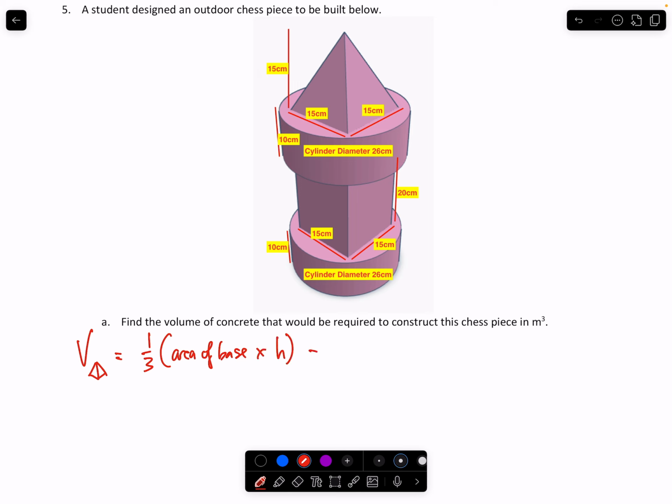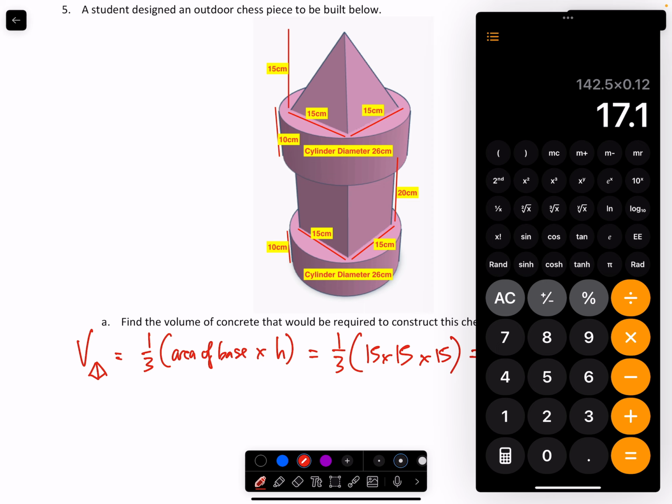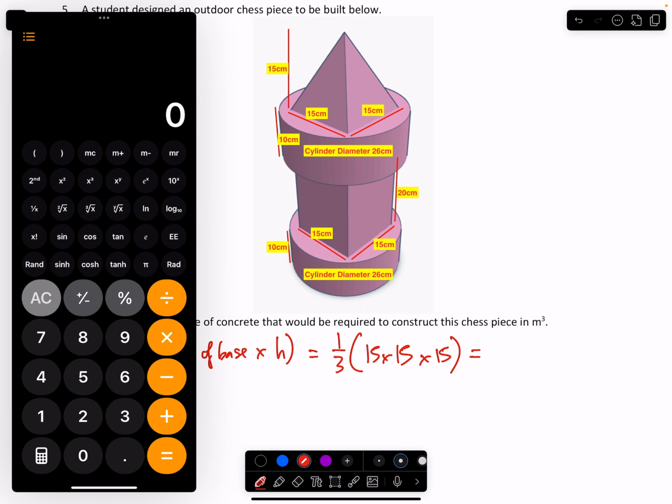That's going to be 1/3 times by the area of the base, which is 15 times 15. Times that by the height, which is also 15. This side, 15 times 15 times 15. Timesing by the third is the same as dividing by 3. So it's going to be 1125 cubic centimeters.